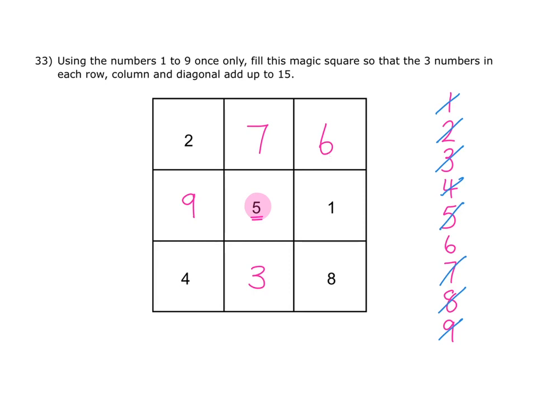6 here and 4 makes 10, and 5 more makes 15. 6 and 1 makes 7, and 8 more makes 15. 2 and 9 is 11, and 4 more is 15. So each of the columns, rows and diagonals now add up to 15.